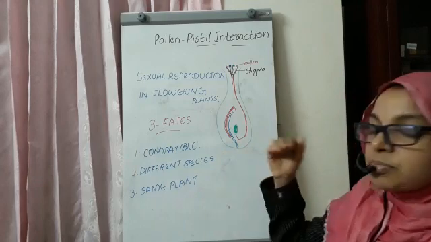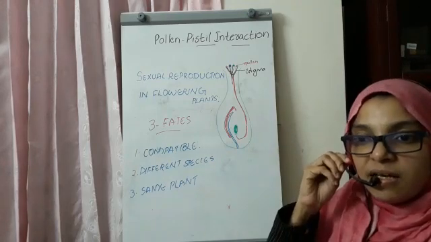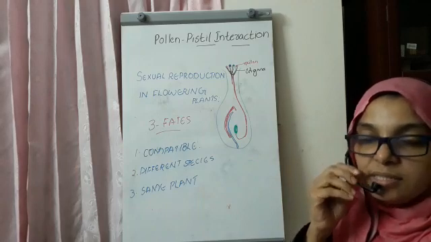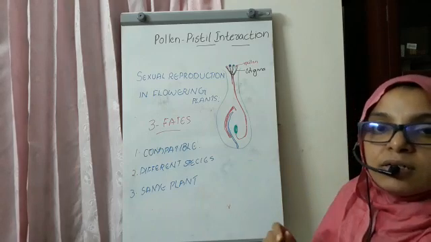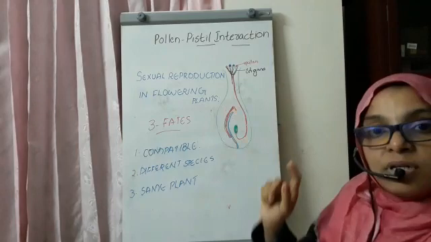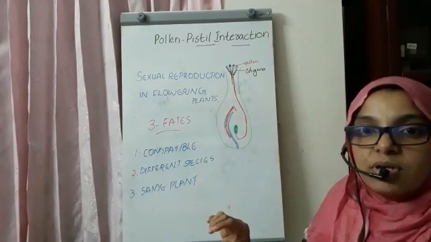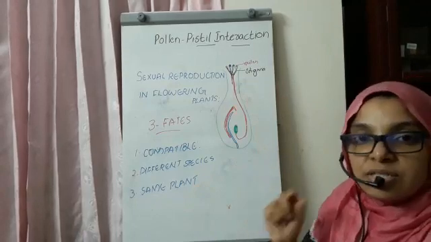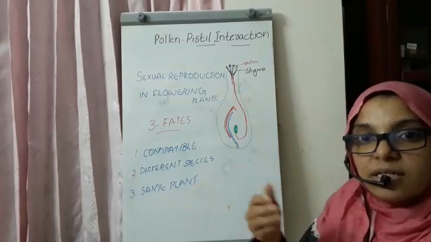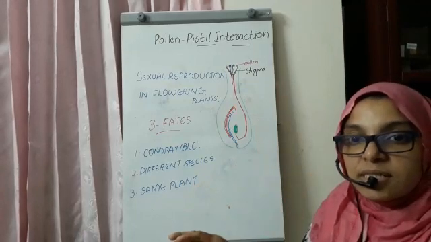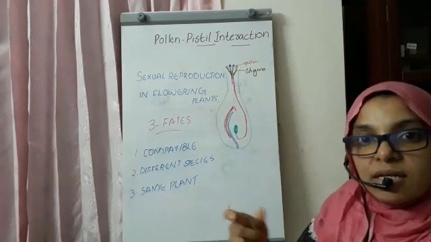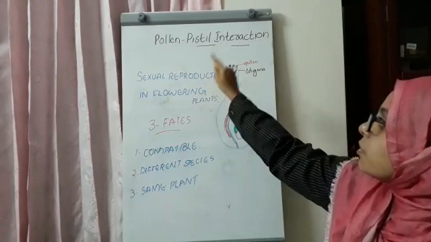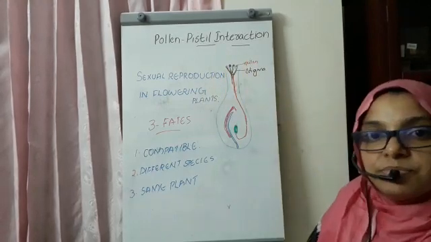And coming under pre-fertilization events, other important terms are gametogenesis and also pollination. Gametogenesis and pollination come along in the pre-fertilization events. I think that portion has already been discussed, gametogenesis and pollination. Today I am going to discuss pollen pistil interaction.